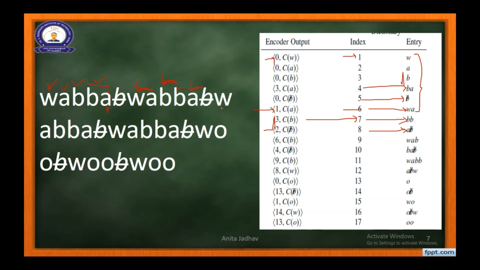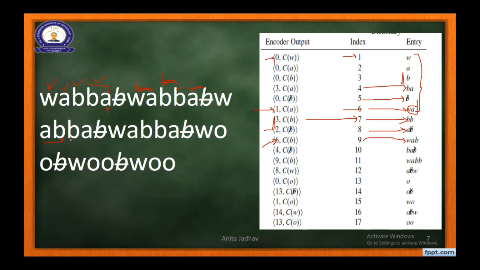Now I come to W. So when I take WA, is it there in the dictionary? Yes, it is there in the dictionary. So I will send the sixth position of the dictionary, and I will include the third letter now, B. So my dictionary will now have 3 letters. At 9th position, I can write WAB. Okay. So this much is coded.